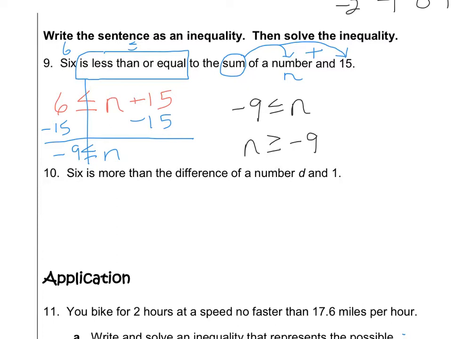Then the last thing is that my answer was -9 is less than or equal to n. But the standard is that we write our variable first. So I had to rotate the entire answer. So when I rotated it, I looked and noticed that my n, the inequality was opening up towards my n. So when I rotated it, I made sure the inequality continued to open up towards my n.